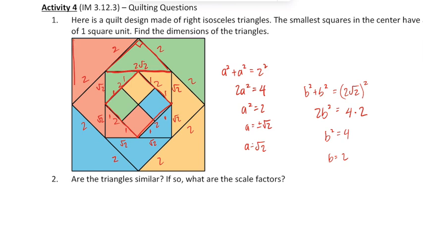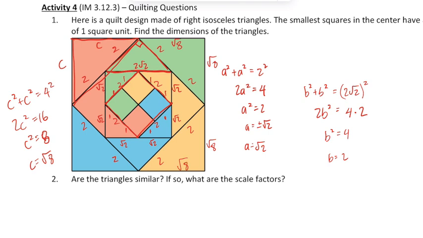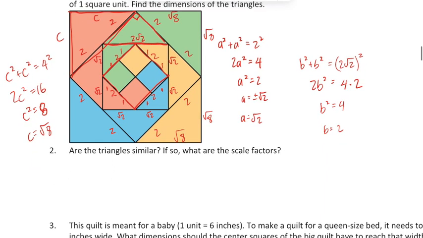And then for the largest triangle, the hypotenuse is 4. So let's say this is C and C. So c squared plus c squared equals 4 squared. 2c squared is 16, c squared is 8, c is root 8. So all of these sides are root 8. Okay, that was a lot of work for question number 1, but you're basically using Pythagorean theorem and you're working from inside out.